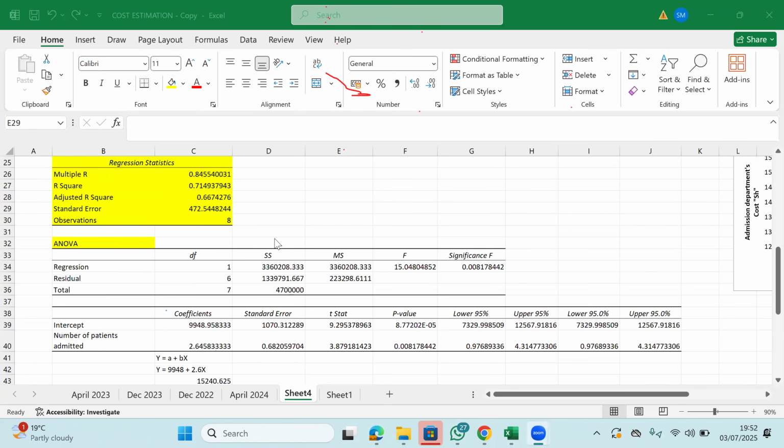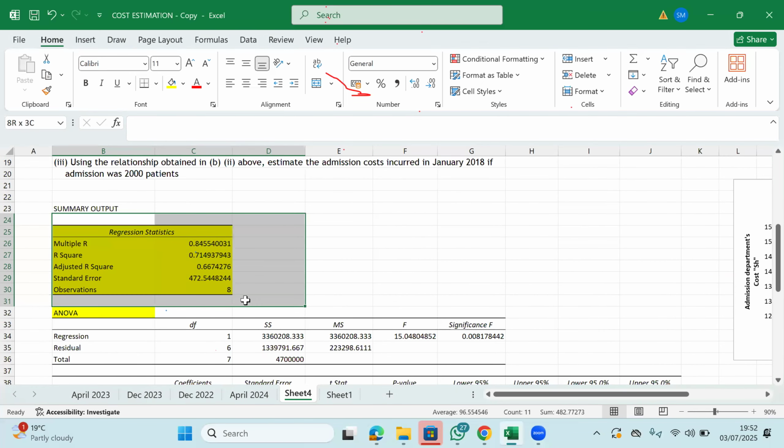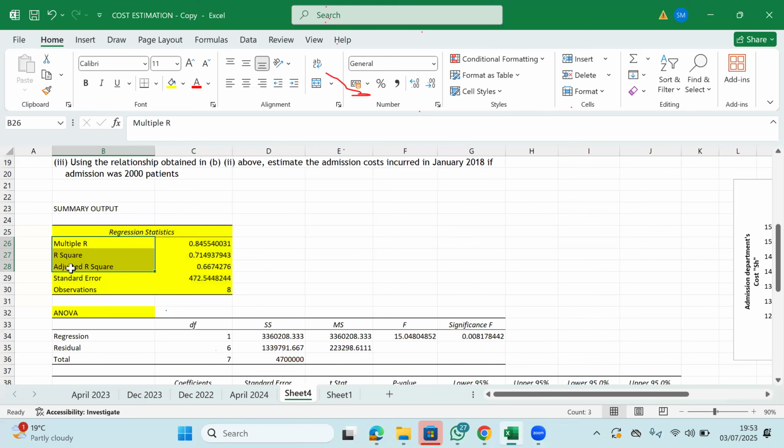And of course, as part of your assignment on regression, try to look at what is multiple R, what R square tries to explain, and what adjusted R square, again, tries to explain. Because you may be asked to interpret your results. How are you going to interpret your results if you are not comfortable in particularly explaining the 3 items?